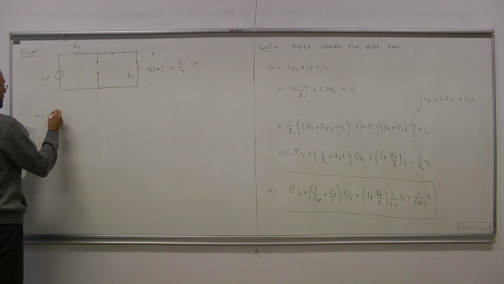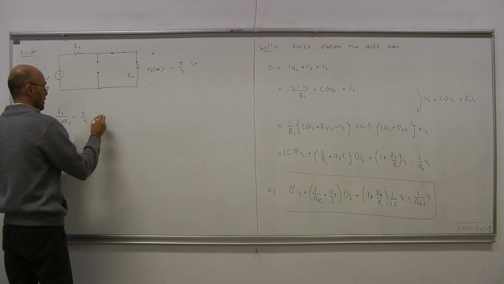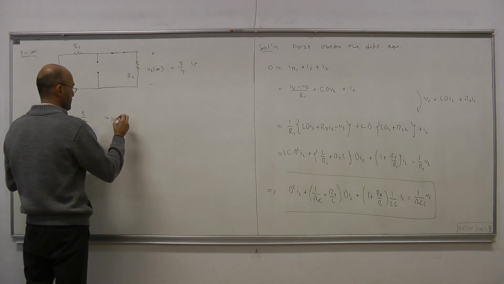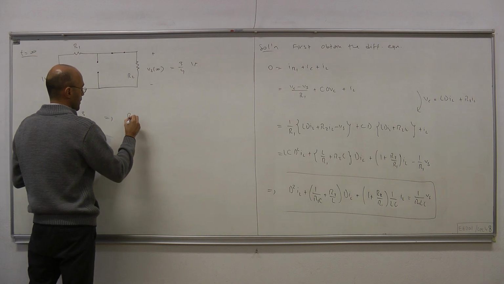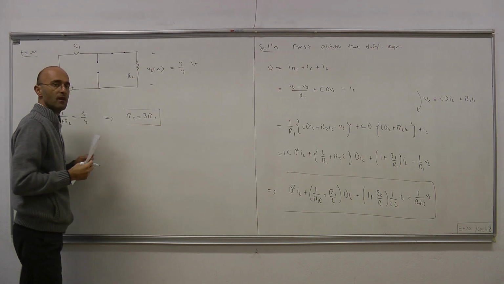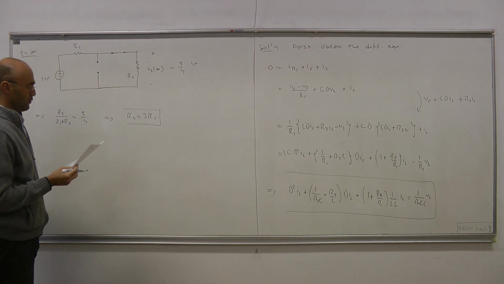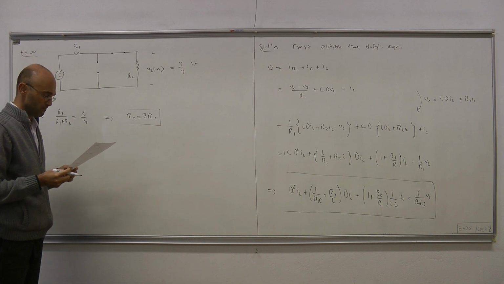Therefore, R2 over R1 plus R2 equals 3 over 4, which yields R2 equals 3 times R1. Okay, so this is the first piece of information that we gather from the circuit and the step response.